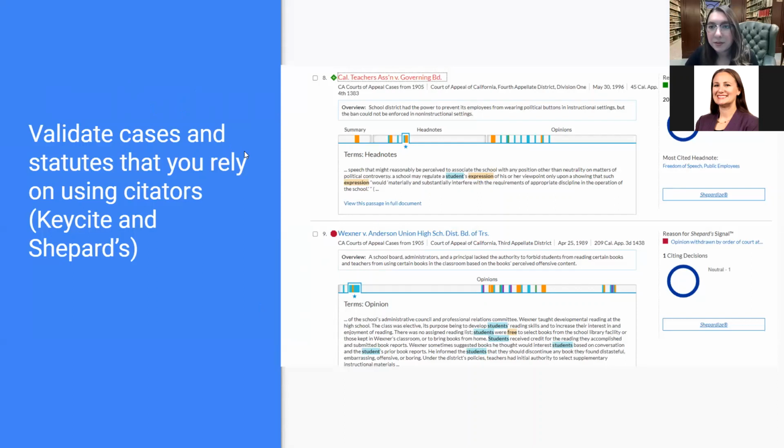Okay, so now we're going to go into the KeyCite and Shepard's indicators. As you can see on the screen here, I have two cases. I think I just searched for First Amendment in school, and I looked this up on our database Lexis. As you can see, there's a green little indicator on the top case, and then there's a big stop sign on the bottom case. This is telling me that the first case has positive decisions and is good law, whereas the stop sign is bad law or has negative treatment.